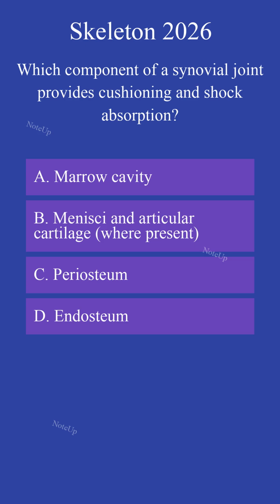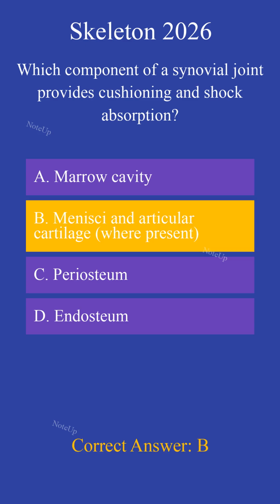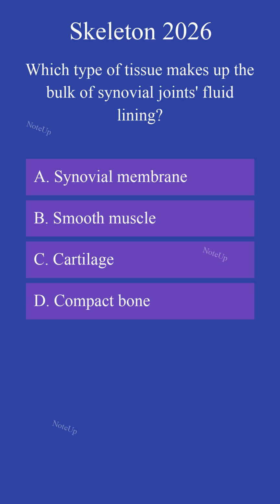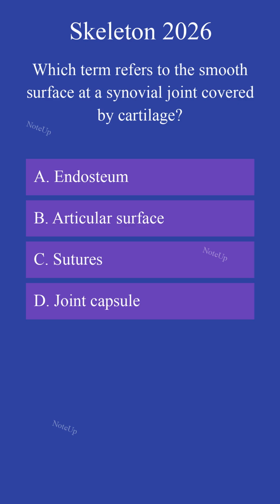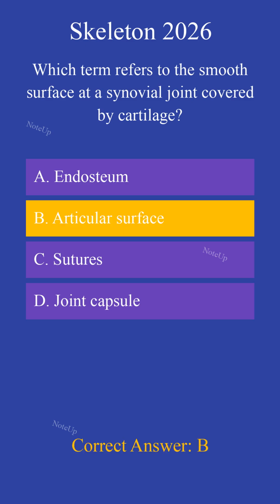Which component of a synovial joint provides cushioning and shock absorption? The correct answer is B, menisci and articular cartilage, where present. Which type of tissue makes up the bulk of synovial joints fluid lining? The correct answer is A, synovial membrane. Which term refers to the smooth surface at a synovial joint covered by cartilage? The correct answer is B, articular surface.